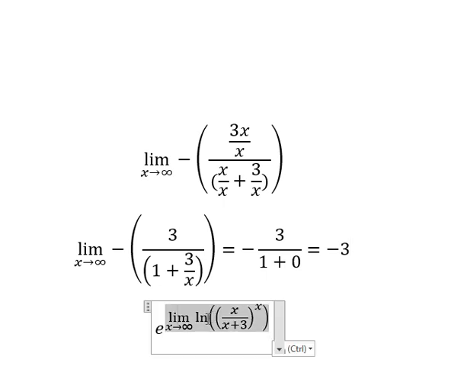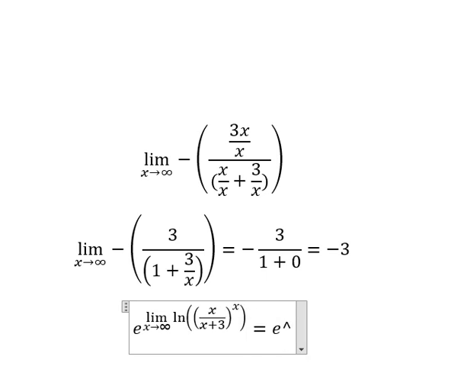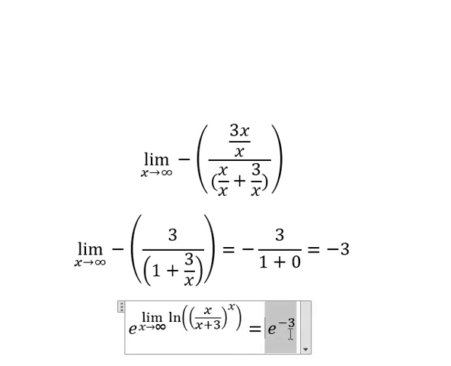So the value of this limit, that is negative number 3. So we can put negative number 3 going here. And this is the final answer. This is the end. Thank you for watching.